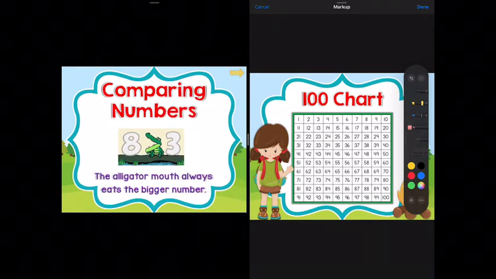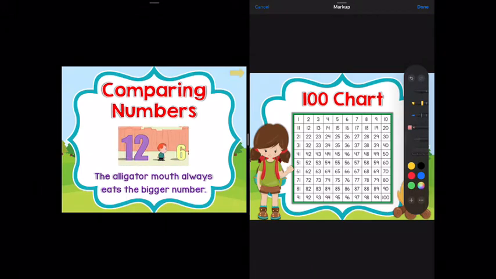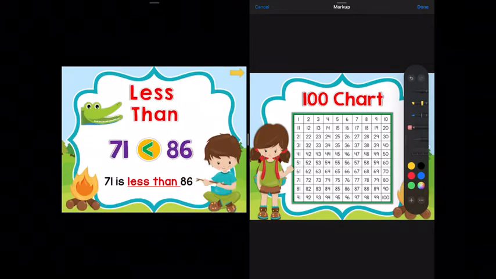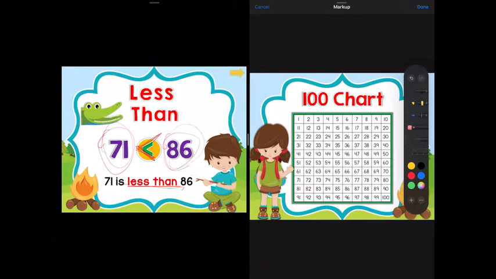Now let's go over stuff. So when we compare numbers, the alligator mouth always eats the bigger number. Greater than is, see how the alligator mouth eats the bigger number? So 45 is greater than 23. 71 is less than 86. You can tell that the alligator mouth is not eating the 71, it's eating the 86. So 71 would have to be less than 86.